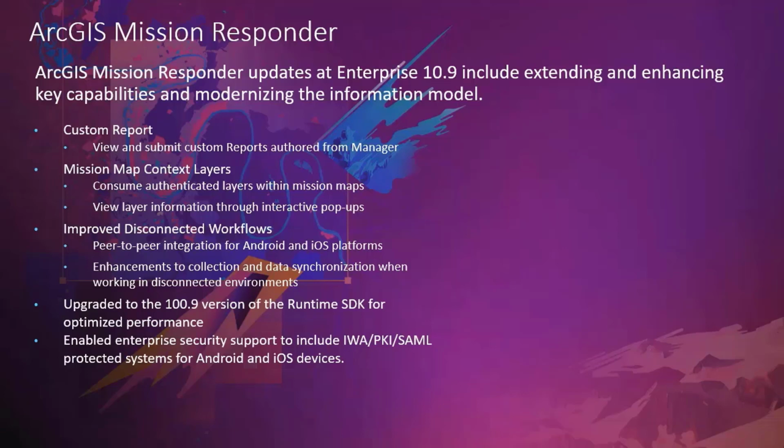One change was upgrading our ArcGIS Runtime SDK to 100.9. This allows for increased performance and more uniformity between platforms. We also wanted to make sure that those requiring more secure networks were supported. To expand on this, we can now support IWA, SAML, and PKI protected systems for both platforms. Now we can talk about what features we used in the demo and take a better look at each.